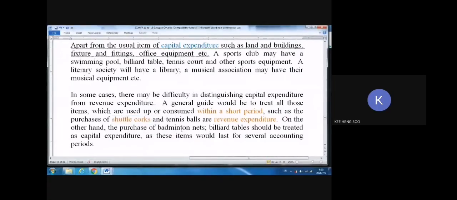But other than that, badminton net you can repeatedly use for many times. So this is an asset. Snooker table is capital expenditure. It will last for several accounting periods, which is called capital expenditure. Capital expenditure can last for several accounting periods.